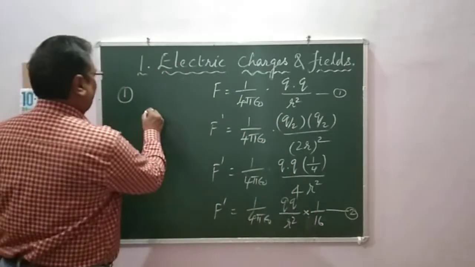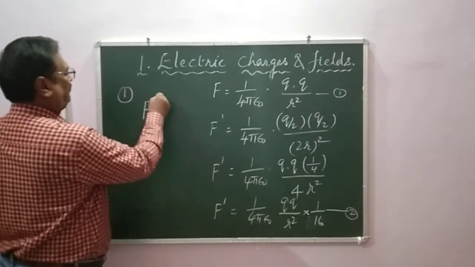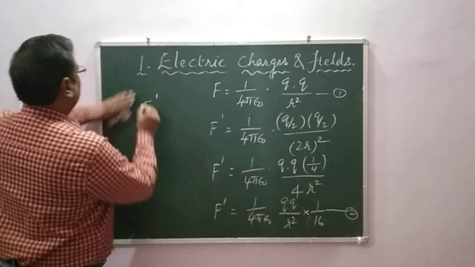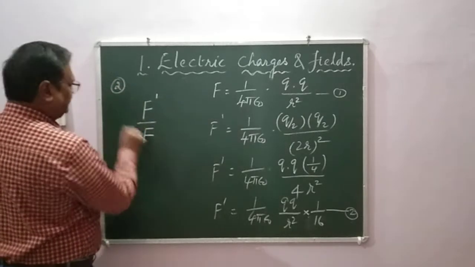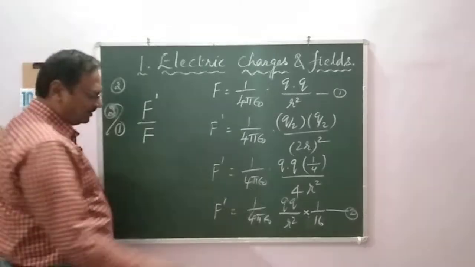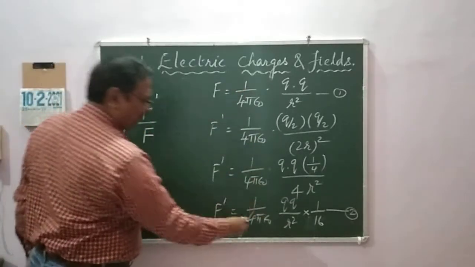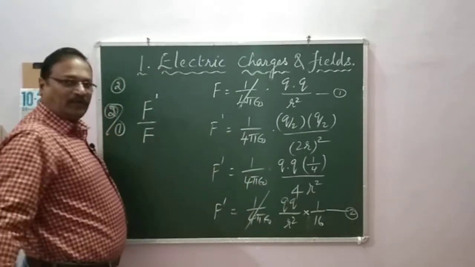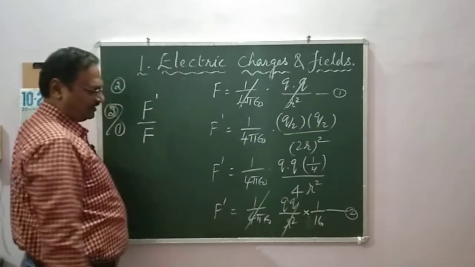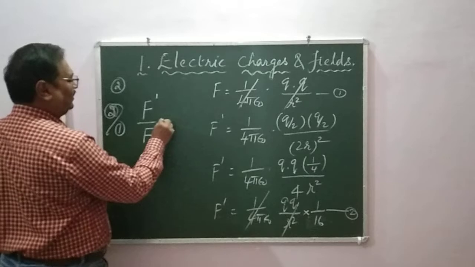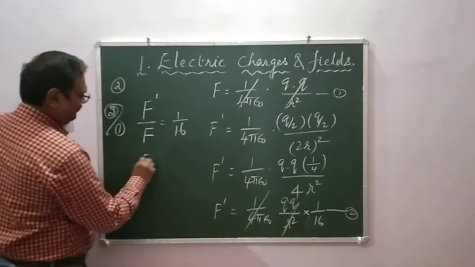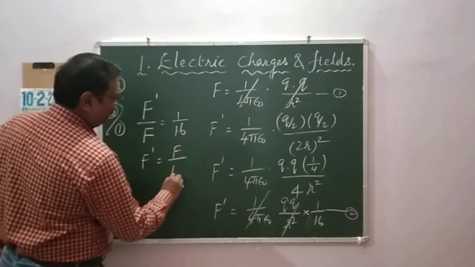Now we need to know the new force. Keep F dash in the numerator divided by F. This is the second problem I am doing. That is equation 2 divided by equation number 1. You see 1 upon 4 pi epsilon naught, 1 upon 4 pi epsilon naught, Q upon R square, Q upon R square. So what I have got here? 1 upon 16, that is nothing but F dash is equal to F upon 16.